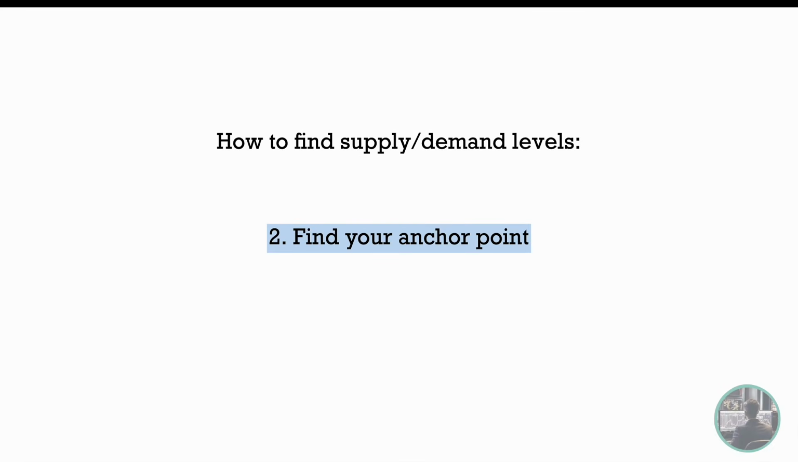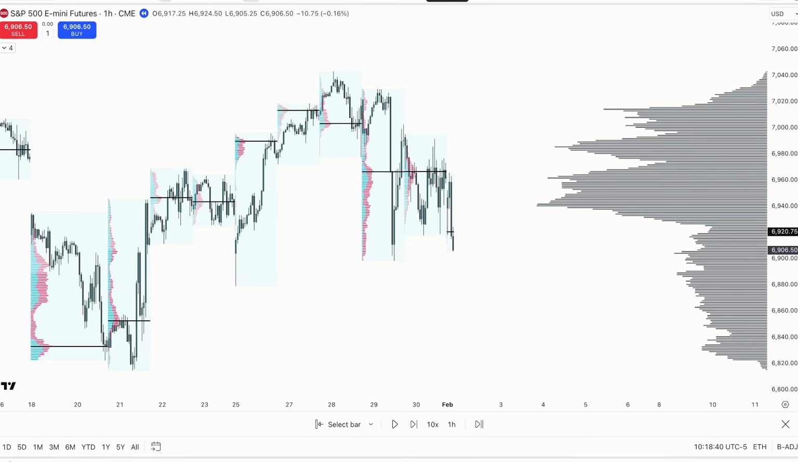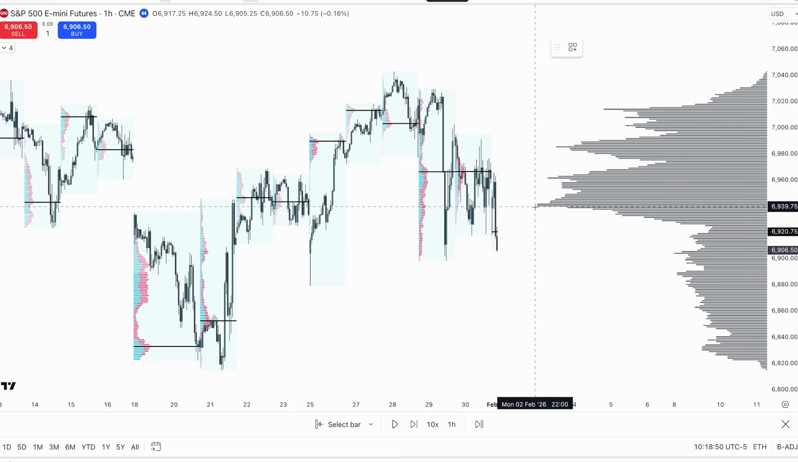And step 2 is to find your anchor point. So now you have your price range and you can see all of the volume traded there. This is where you need to find your anchor. This will be your most important supply and demand level because it's the one that you'll base all of your other supply and demand levels on. So it's absolutely critical that we get this part right.